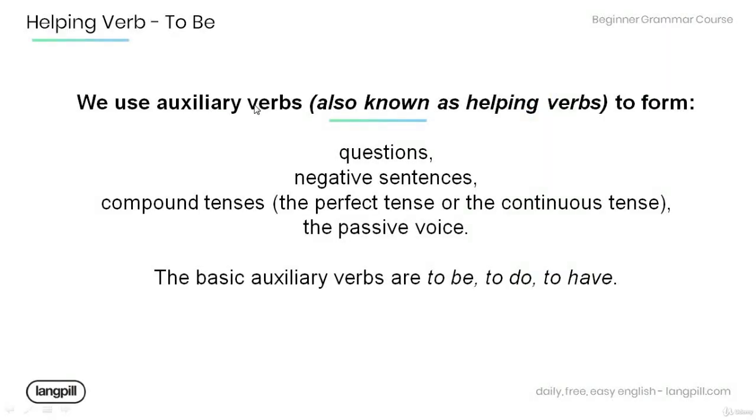Now, we use auxiliary verbs, which are also known as helping verbs, to form questions, negative sentences, compound sentences, the perfect tense or the continuous tense, and the passive voice. Note that the basic auxiliary verbs are to be, to do, and to have.